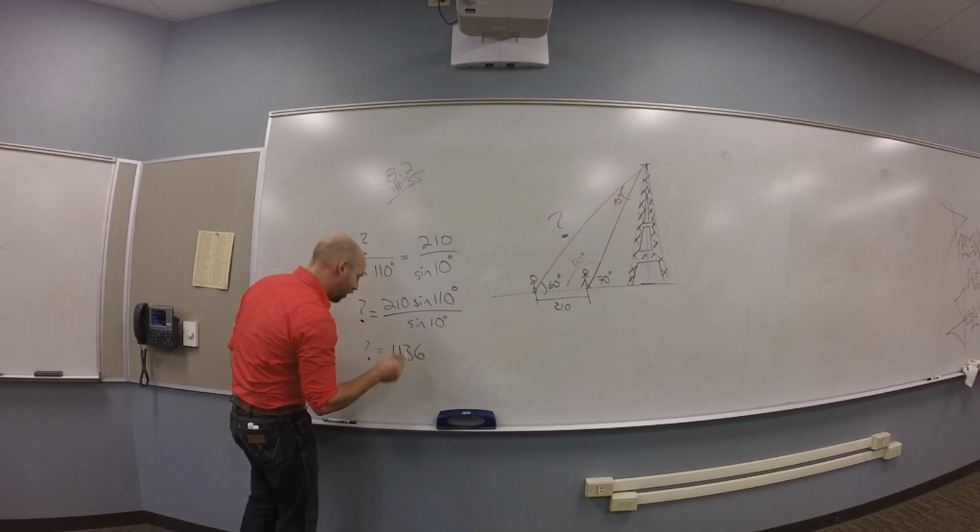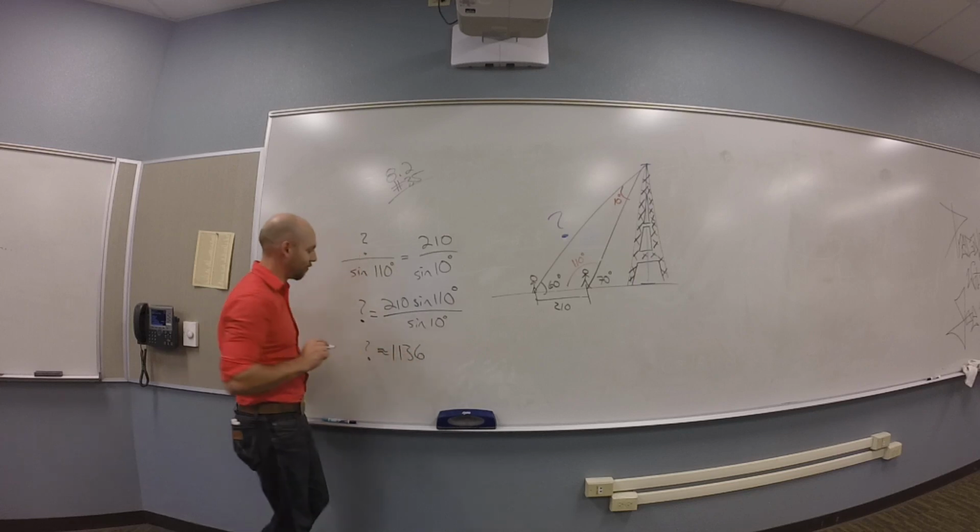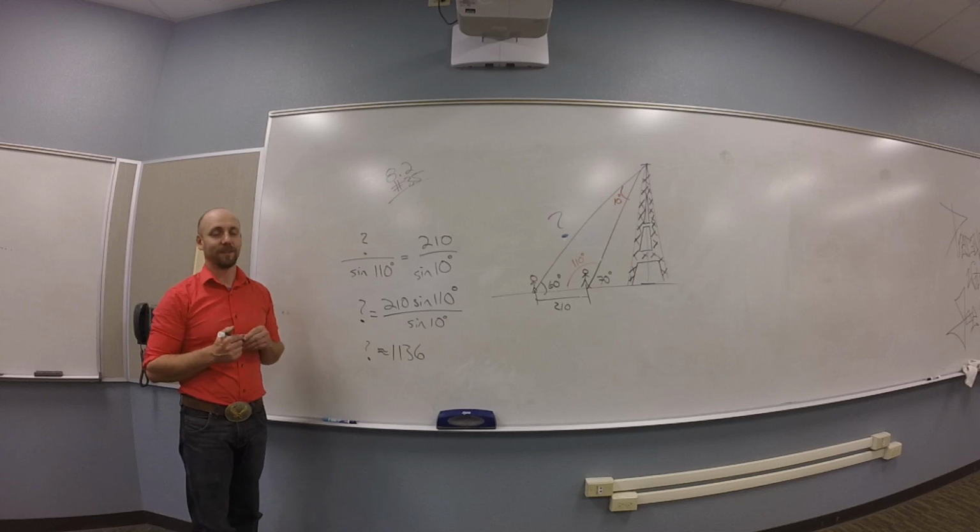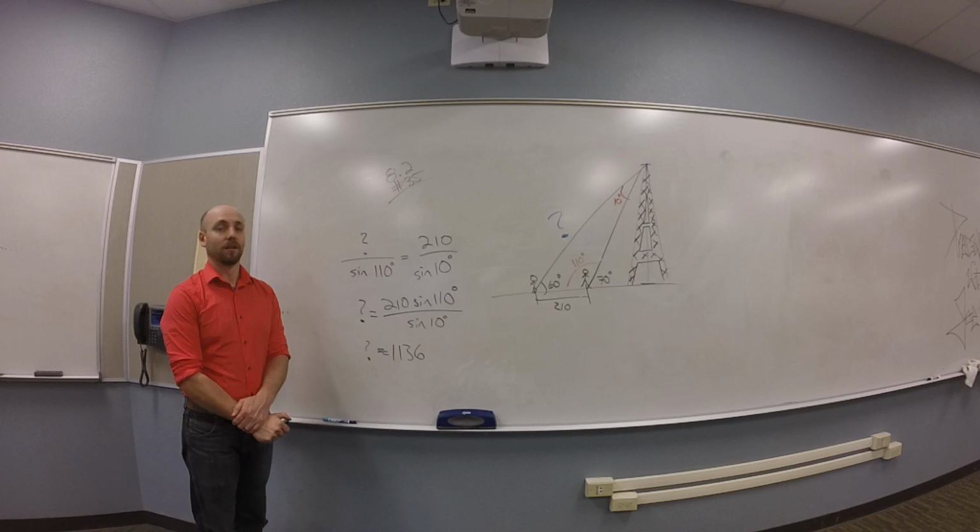What do you get? 1,136.41. Cool. Approximately 1,136. Okay, next thing. Now you have the hypotenuse of your right triangle.